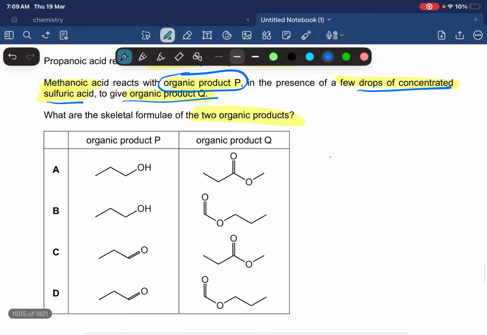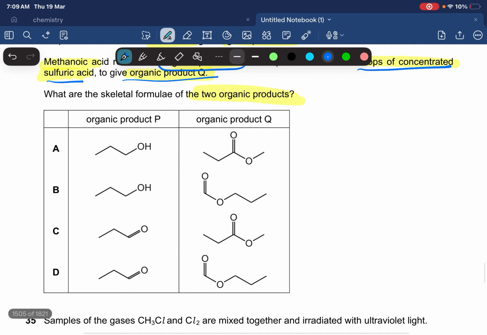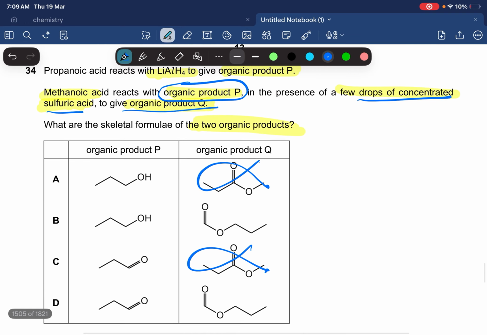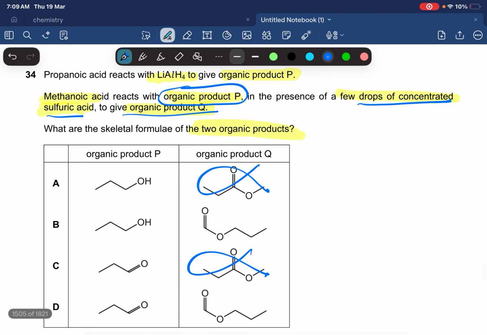And we have methanoic acid. The acid is methanoic acid. What is a double bond doing there? Or is it an aldehyde or whatever? No. 1, 2, 3.